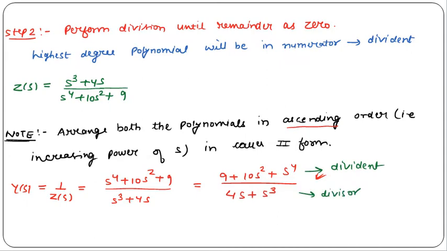So now let us perform the division. We have 4s plus s cube, and the dividend we have is 9 plus 10s square plus s power 4. Now let us divide 9 with the first term, that is 4s. If we divide 9 by 4s, we are getting 9 by 4 into s. So now let us multiply. We are getting 9, and this will be s cube into 9 by 4 into s, so this will be equal to 9s square, so this will be equal to 9s square by 4.